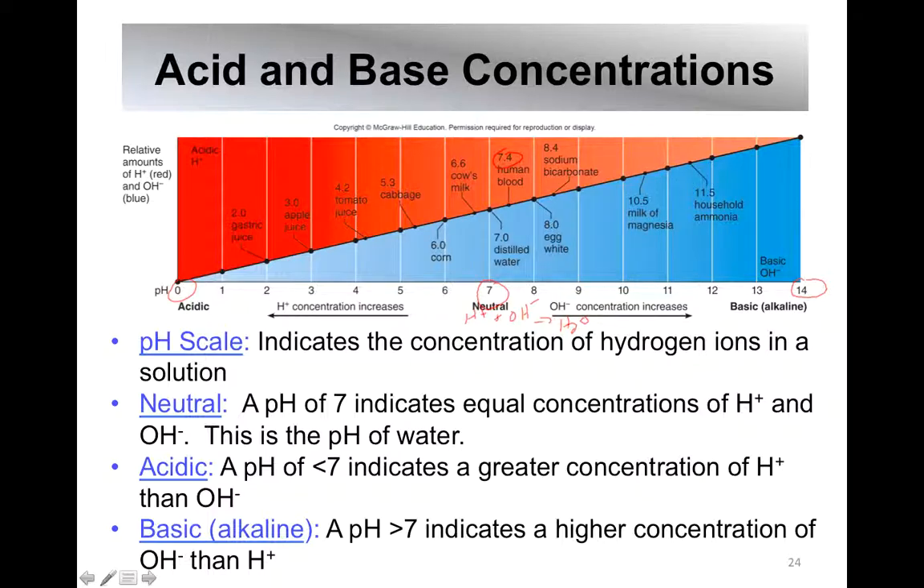Bases are up here, and a lot of the cleaning products are up here. Lye, for example, would be around 13. Lye is a really strong base. It'll burn you. And then our stomach acid, say down here from 1.5 to 2.5, that's the gastric juice. That's about it. Oh, and things that are closer to 0 are more acidic. Things that are further away are more basic or alkaline.